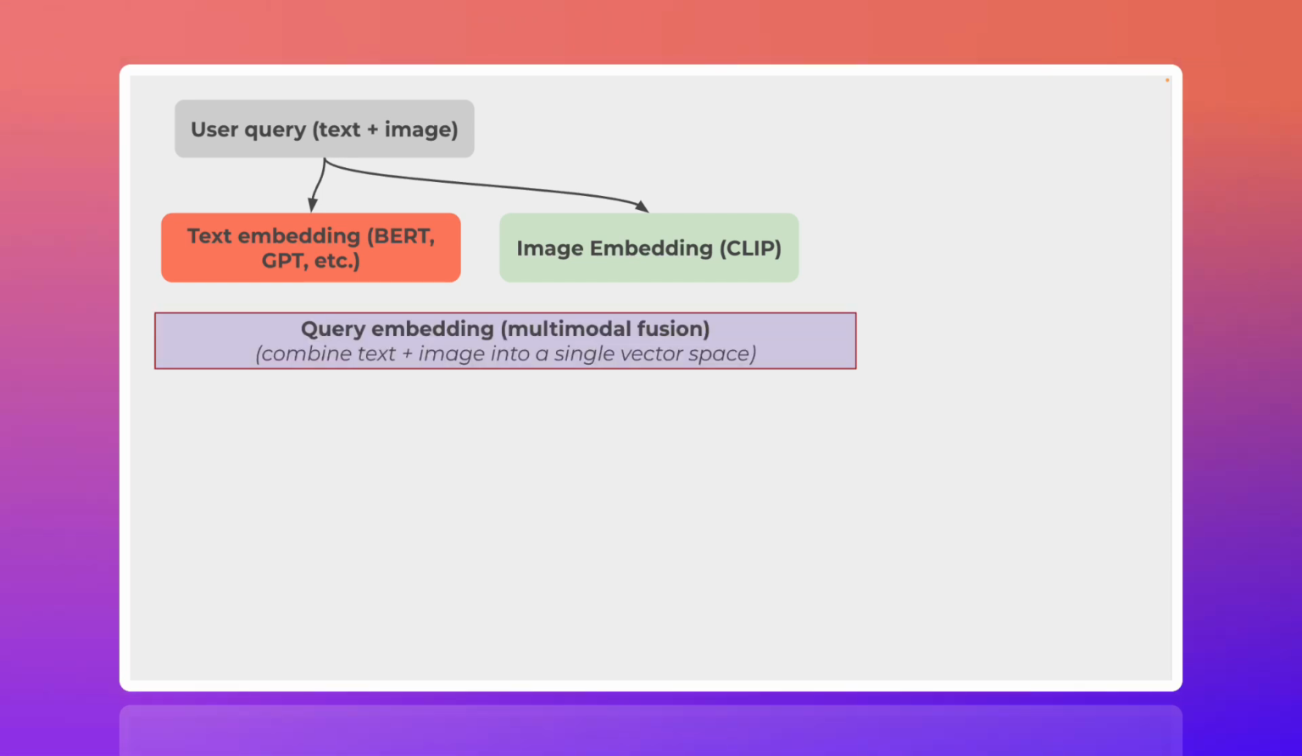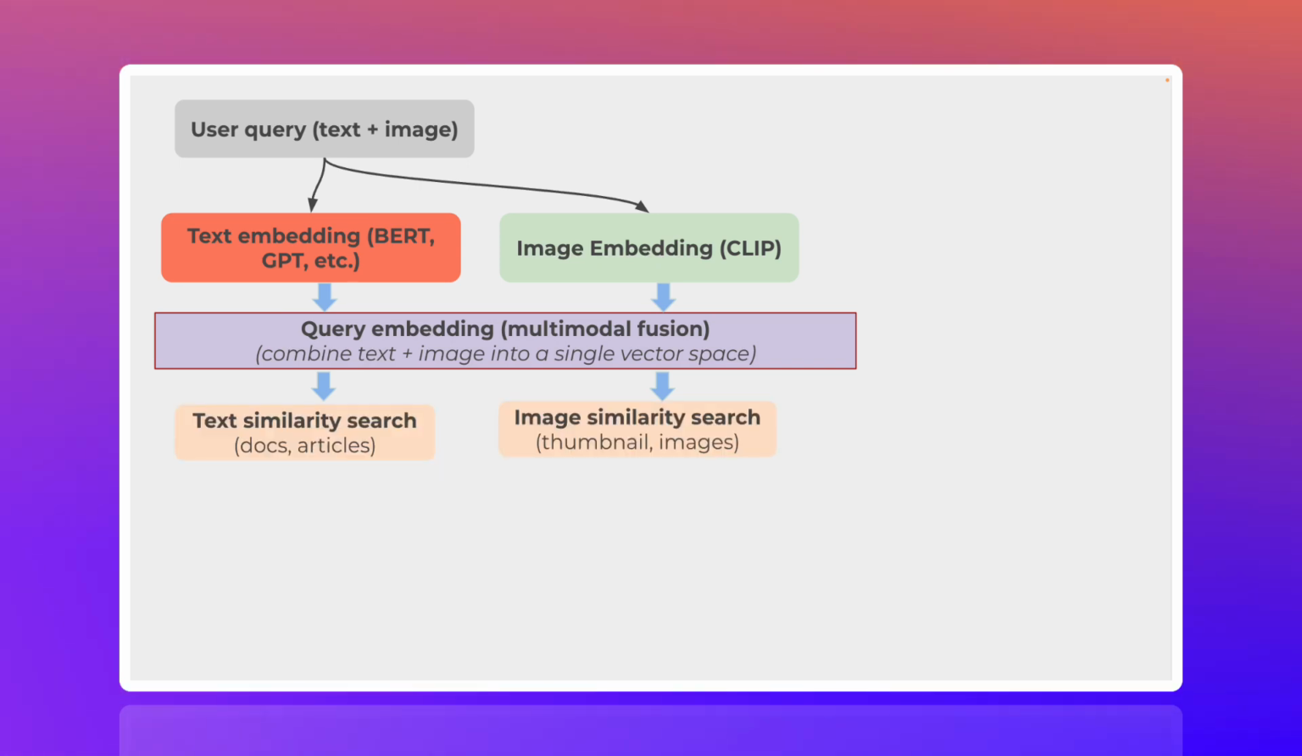And so these embeddings are then combined into what we call a multimodal embedding to represent the query in a single vector space, right? Both of those embeddings, the text embedding and the image embeddings, are now put together into this multimodal fusion, okay? Multimodal embedding. And so then what happens is that we can do similarity search.